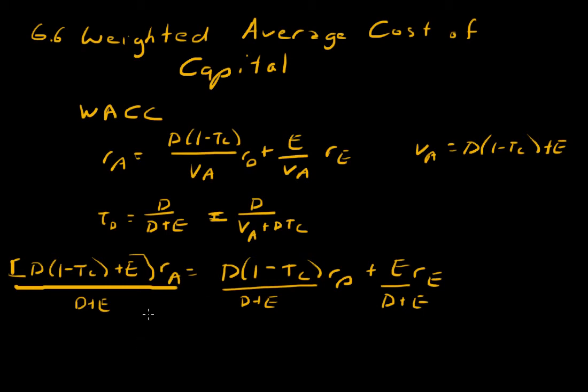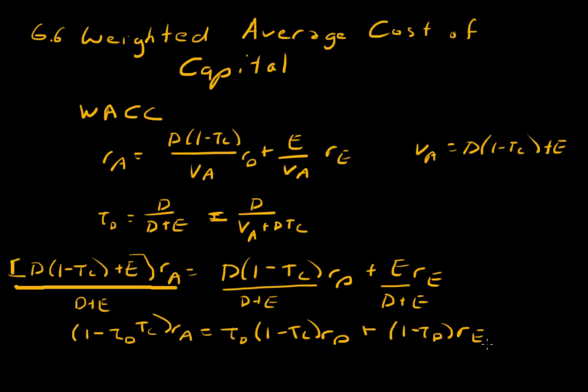and essentially what we're going to end up with is on this side we get 1 minus tau, so the debt ratio, times the tax rate, times RA, return on assets, equals tau D, so there's the debt ratio, right? Tau D times 1 minus tax rate RD, plus 1 minus debt ratio times return on equity.